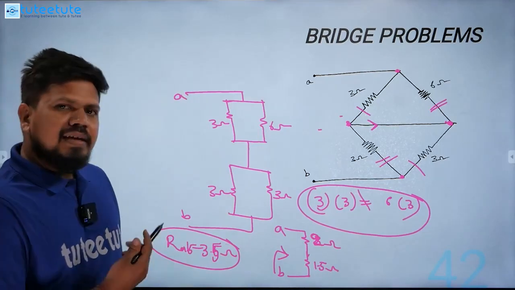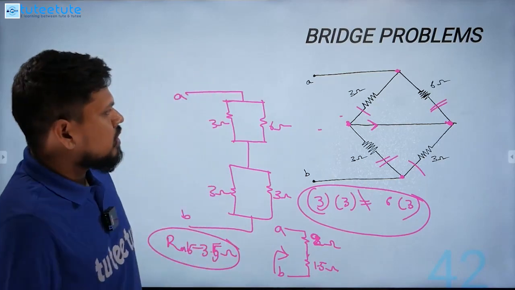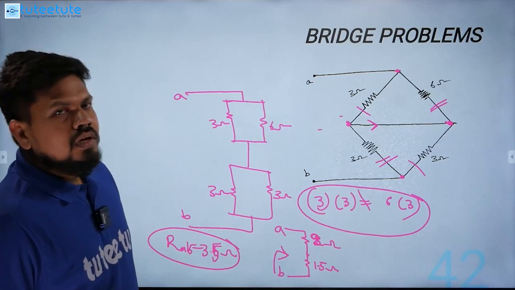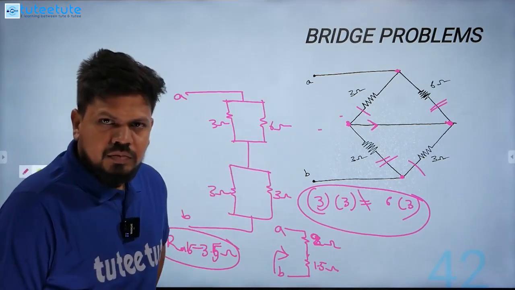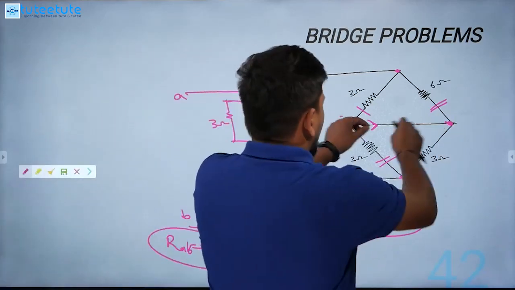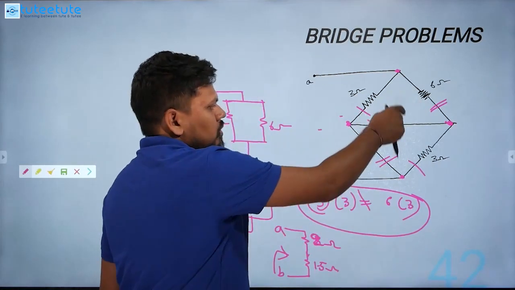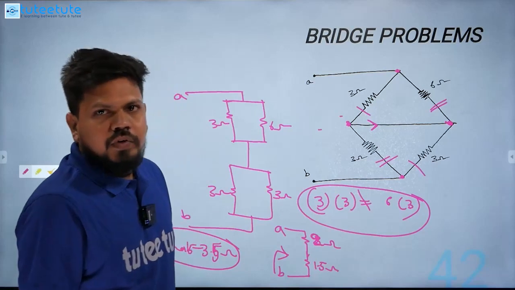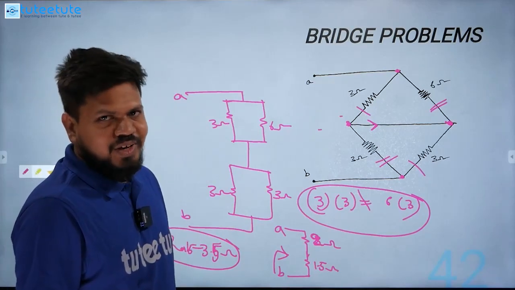So let's try this problem in another way. Understood, right? In the other way, that means directly, no need to consider it as a bridge. Directly, if you take it, the short circuit is there, and you will get 2 ohms in series with 1.5, directly 3.5. But that is the wrong procedure. We have to first think.